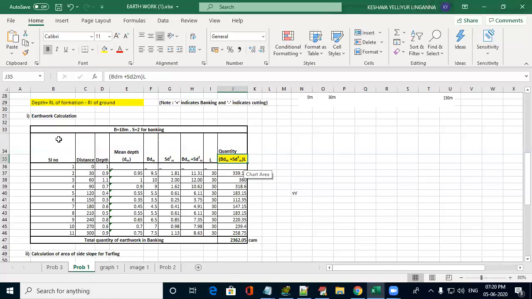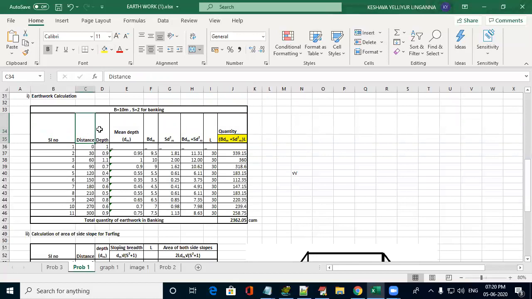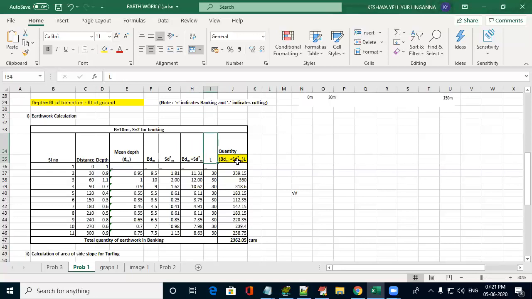Now, this table should contain serial number, distance, depth, mean depth, B into DM, S DM square, BDM plus SDM square, L, and (BDM plus SDM square) into L. This is the final one. To get this, finally we need this value. But until we get it, we need to follow this table. Don't skip all these columns and write only this using the calculator. This is how you have to do the individual calculation in each individual column to get the full marks.